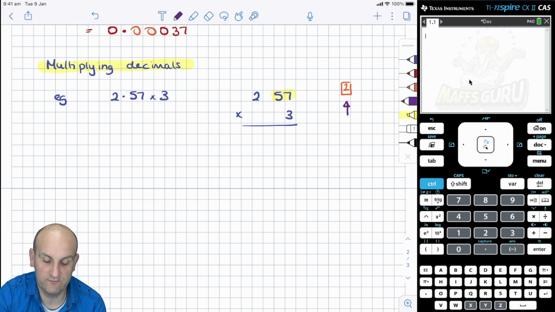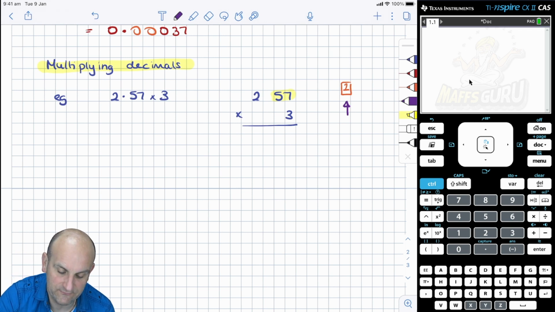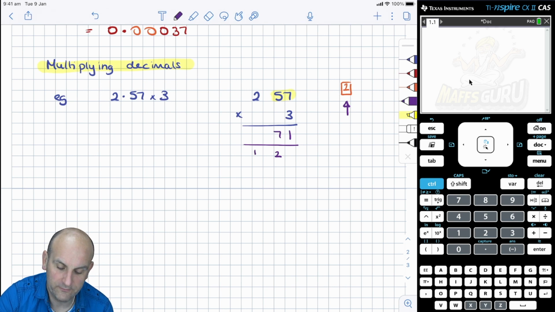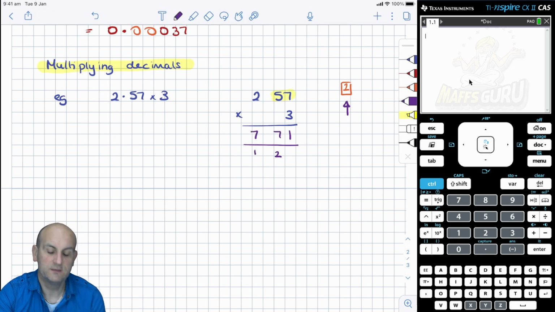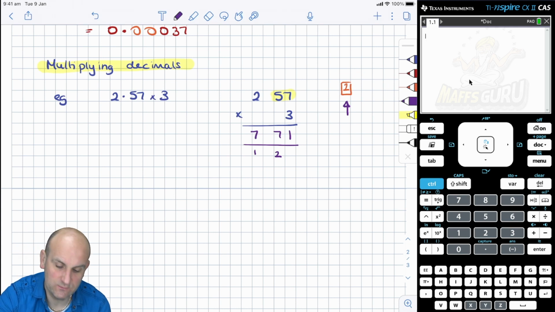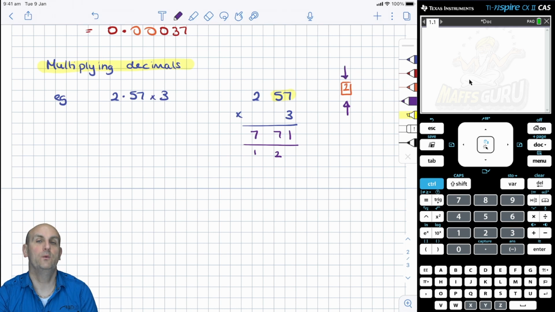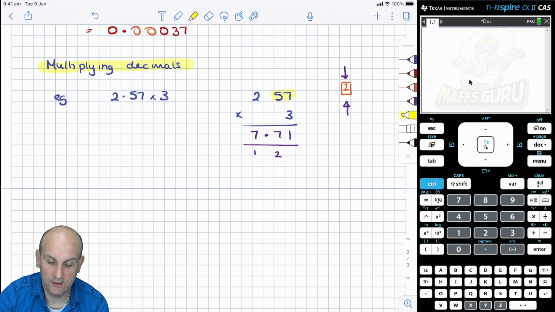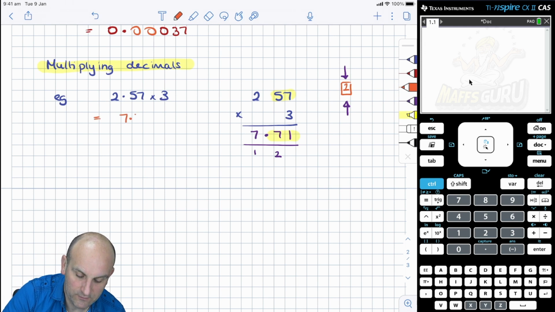Now, doing this is relatively simple. 7 times 3 is 21. Again, I'm going to put the 2 down here. 5 times 3 is 15, 16, 17. 2 times 3 is 6, add the 1 gives me 7. So 257 times 3 is in fact 771. We now need to put the decimal point back in, and the reason we do this is because we're going to have two numbers after my decimal point. So I put my decimal point back in there so that I retain those two numbers after the decimal point. So the answer to that is 7.71.